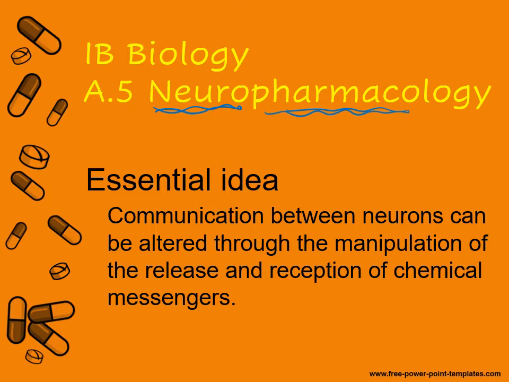And that's exactly what our essential idea is for today: that the communication between neurons, again, this is talking about synapses and neurotransmitters, can be altered or changed through the manipulation of the release and the reception of chemical messengers. Those chemical messengers are either hormones or neurotransmitters. So if we change how our neurotransmitters are released, if we change how they bind to protein receptors on the postsynaptic cell, then we can change the communication between our nerve cells. And that's what we're going to look at today.